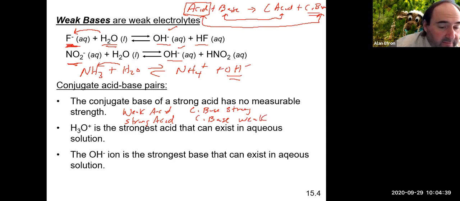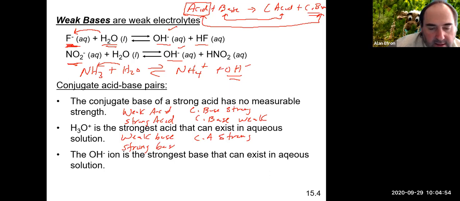And the same thing works for bases. If you have a weak base, its conjugate acid will be relatively strong. And if you have a strong base, its conjugate acid will be relatively weak. And this is an important relationship to keep in mind, especially later on in this chapter when we talk about salts, this opposite relationship. You want to think about where something comes from, and if it's strong, its partner will be relatively weak, and if it's weak to begin with, its partner will be relatively strong.